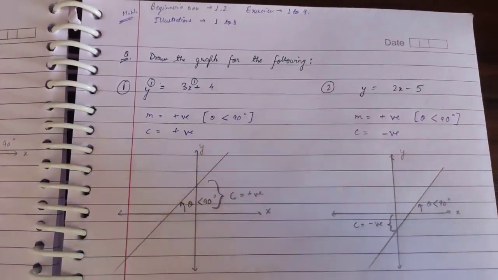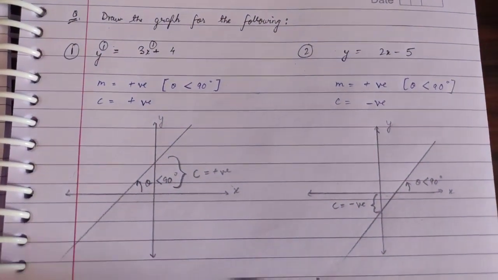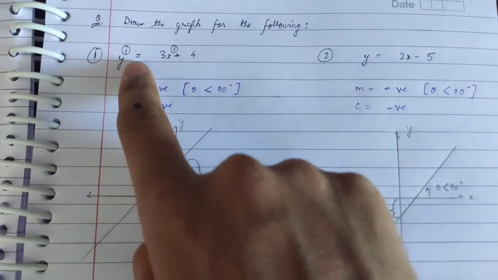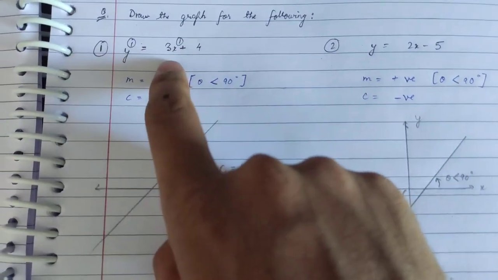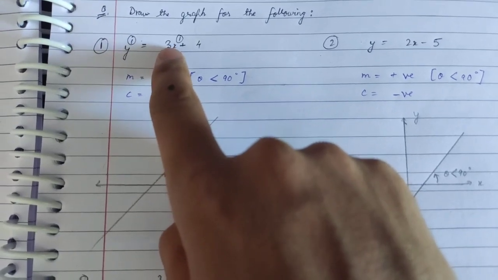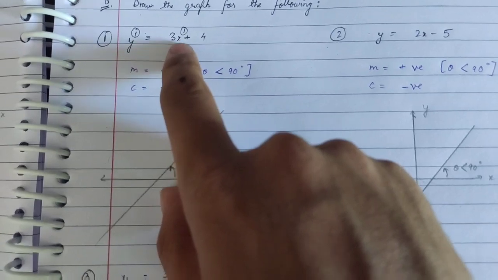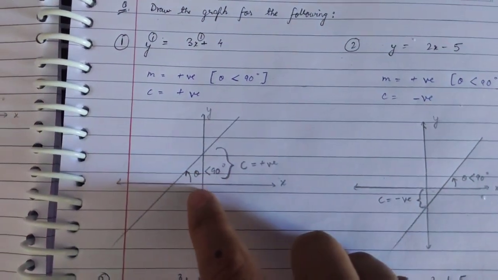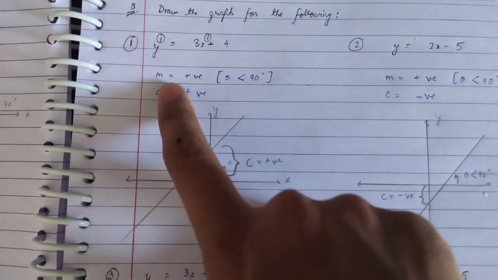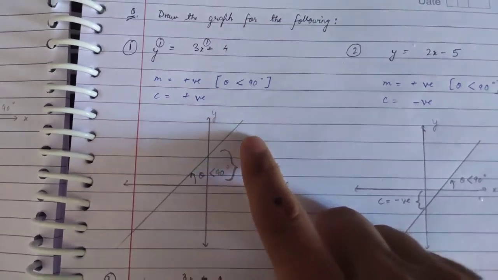Let's see two questions here. We have to draw the graphs for the following. First, y = 3x + 4. Here m is 3, which is positive, and c is 4, which is also positive. So the line will be like this: because c is positive, it will be above the x axis, and m is positive, so theta will be less than 90 degrees. Okay, so the line will be like this.